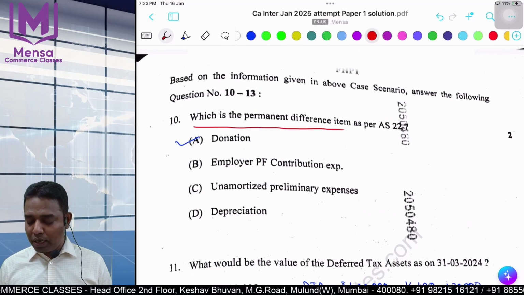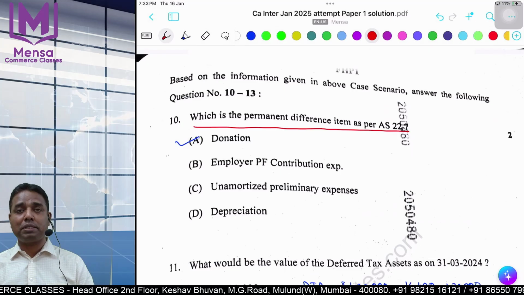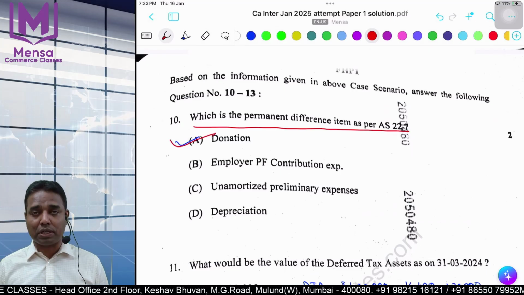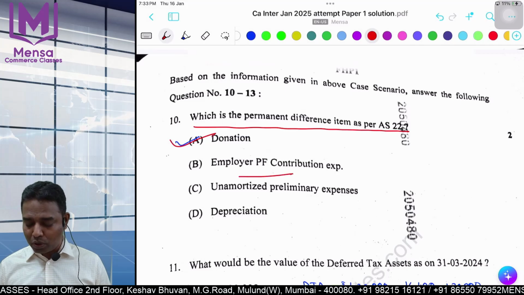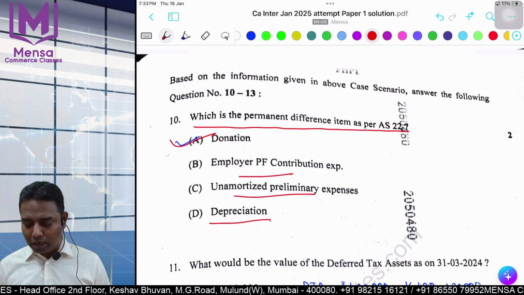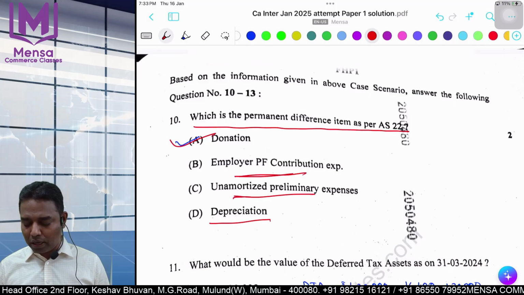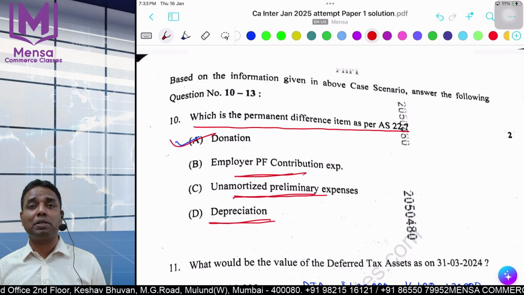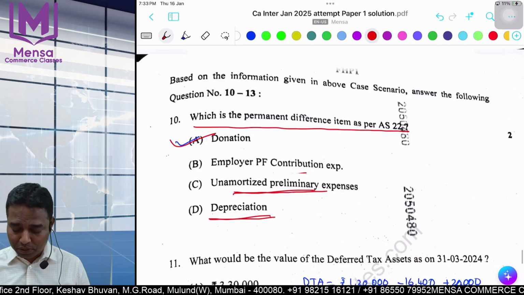What is the permanent difference item as per AS22? Donations. Because PF that was already allowed, unamortized preliminary expense is a timing difference, depreciation is also a timing difference.